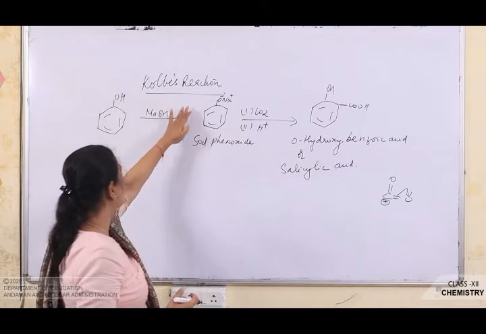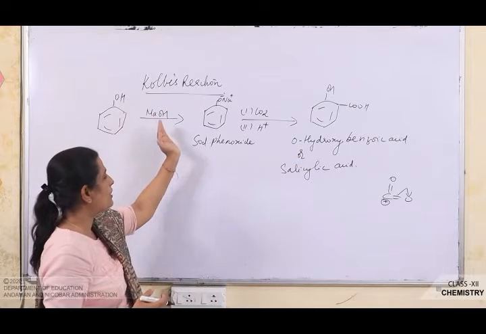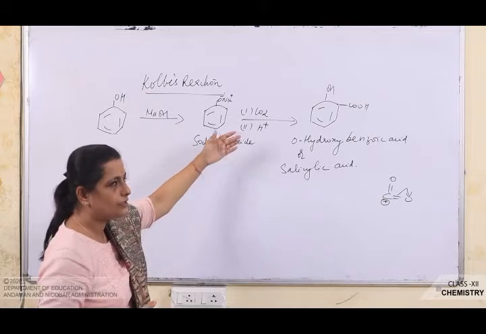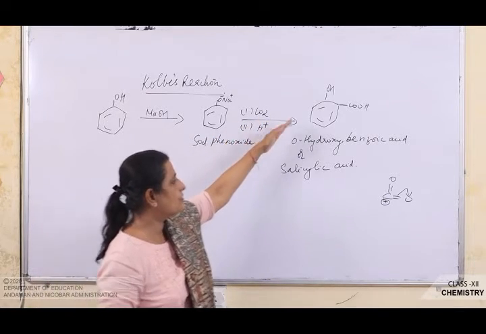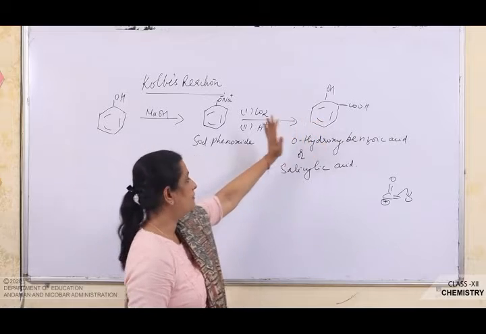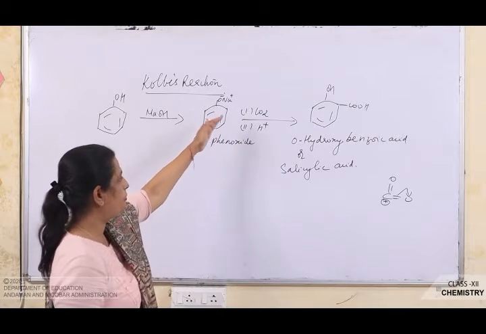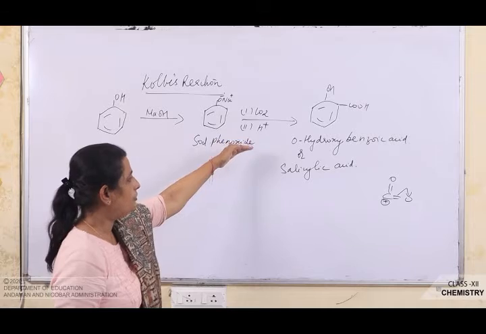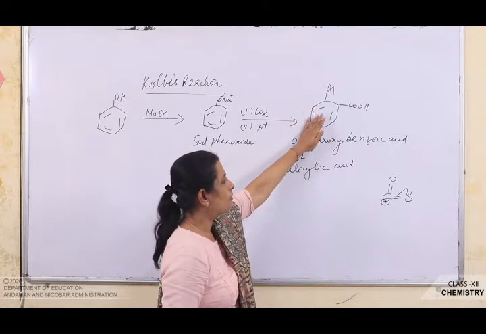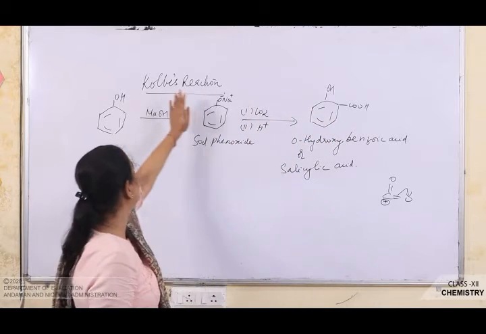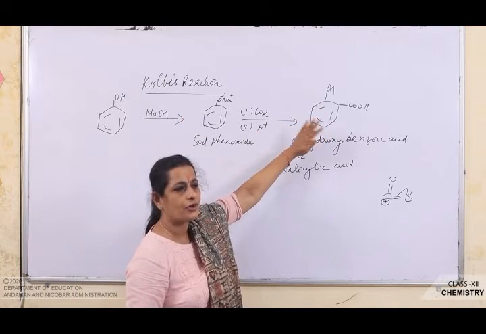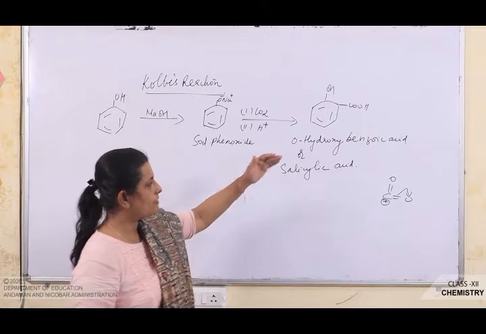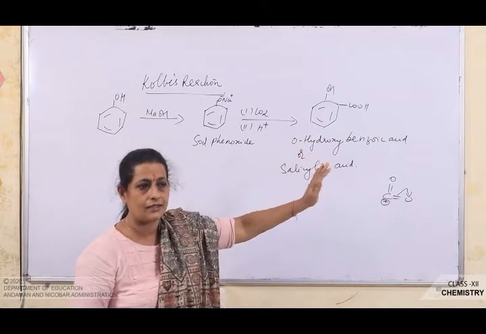So understood what is Kolbe's reaction? Phenol reacts with sodium hydroxide to give you sodium phenoxide, which on reaction with carbon dioxide followed by acidification gives you what? Salicylic acid. That is, phenol reacts with sodium hydroxide followed by reaction with carbon dioxide and followed by acidification gives you ortho hydroxy benzoic acid, that is known as Kolbe's reaction. And here we have taken ortho as the major product, and para hydroxy benzoic acid also will be formed, but that is the minor product.